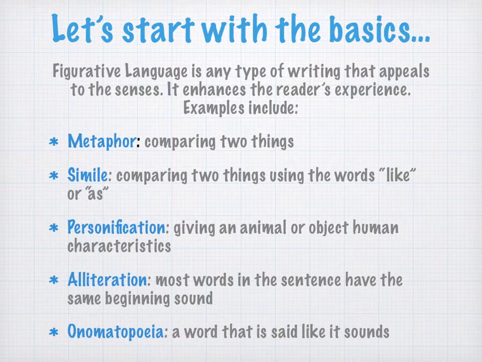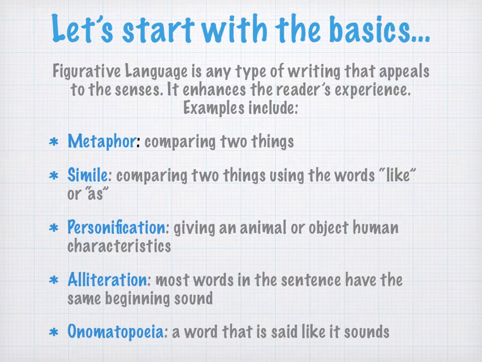First of all, figurative language is any type of writing that appeals to the senses. So it enhances the reader's experience. Some examples of figurative language include metaphor. A metaphor is when you compare two things. A simile. Now, a simile is comparing two things as well, but what's different about a simile from a metaphor is that they always use the words like or as. So both of them compare two things, but only the simile uses like or as.